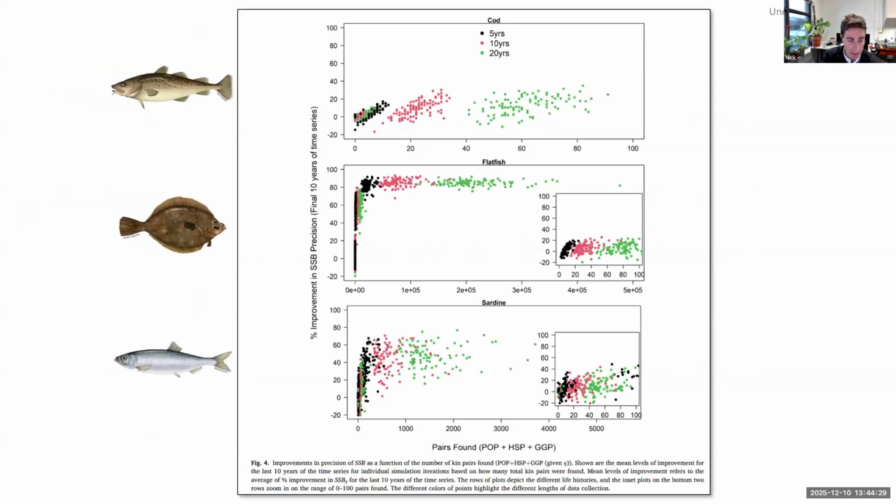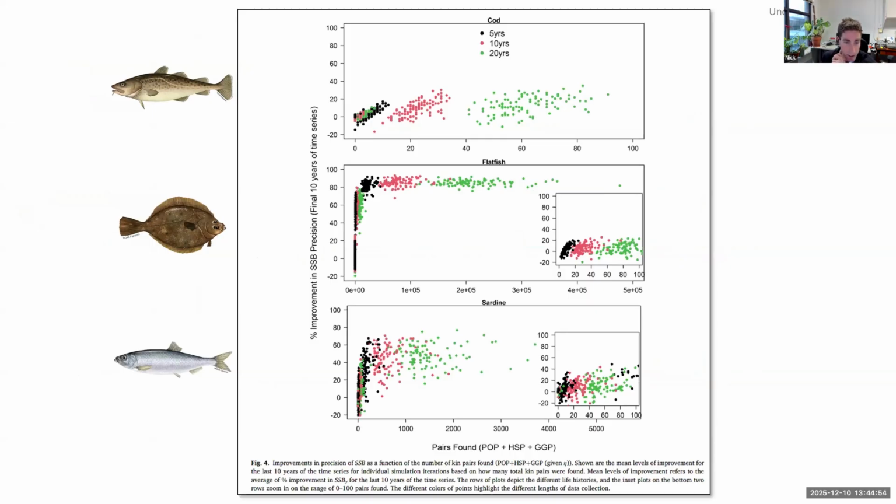But what does it mean when we look at the percentage improvement in precision as a function of those pairs found? So at the top row, we have our cod case here. You can see we were never really getting above that 100 level of pairs found. And we're at basically a 20% improvement or below. And for the other life histories, I've had this inset here that zooms in on the 0 to 100 level.